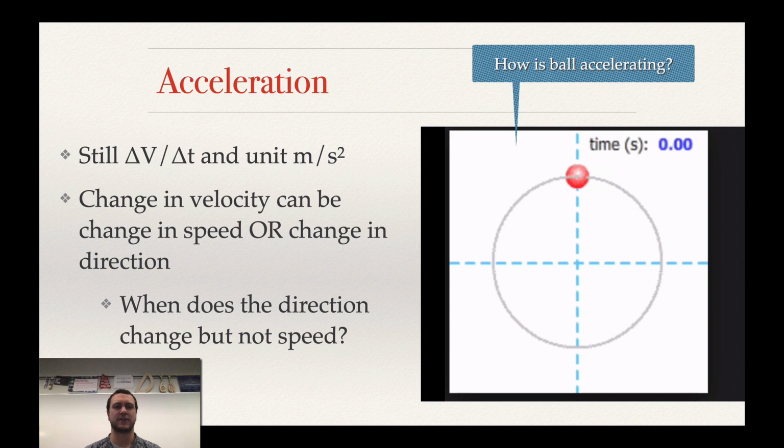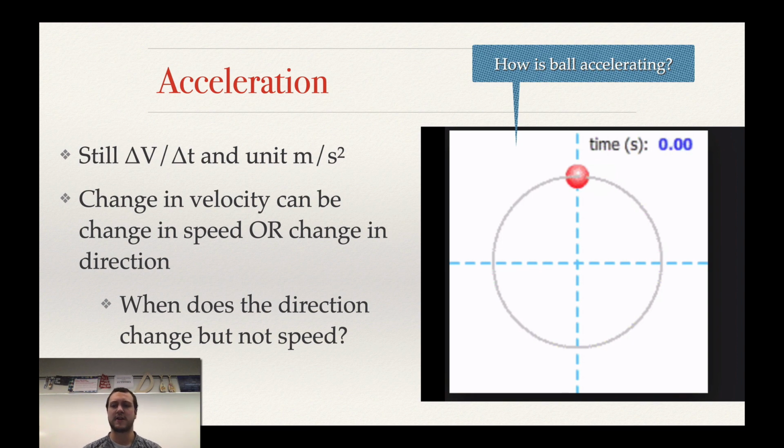Looking at our acceleration here, again, our definition for acceleration is delta v over delta t. It's our change in velocity over our change in time, where the unit is meters per second squared. So that still hasn't changed. What is going to be a little bit different about our acceleration here is which one of those is changing, right? Which part of the velocity is changing? Because as we already know with our tangential velocity, that is going to be a constant speed as it moves around the circle, which then tells you that the direction is what is actually changing.